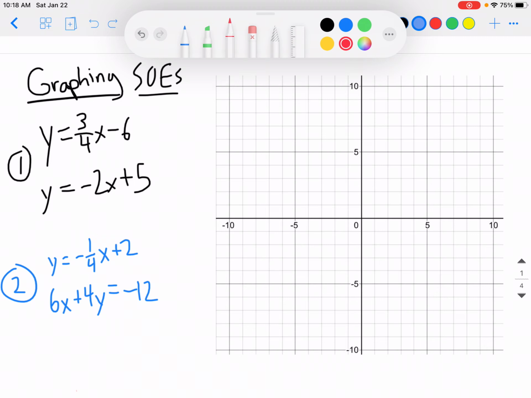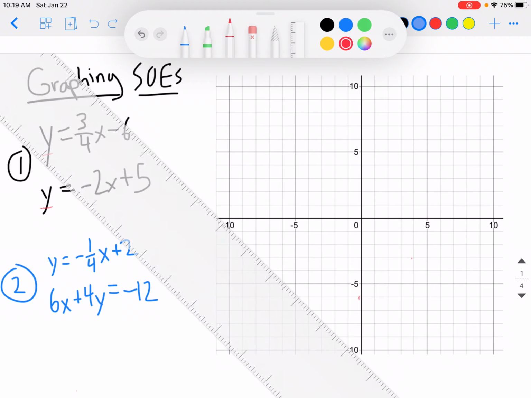Number one is perhaps the straightforward, easy version of this because we have y equals, y equals. Both of these are already in slope-intercept form. That's fantastic. So the top one, I'm going to put a point at -6. And then I'm going to go up 3 over 4. So 1, 2, 3, 1, 2, 3, 4. I have my second point right there.